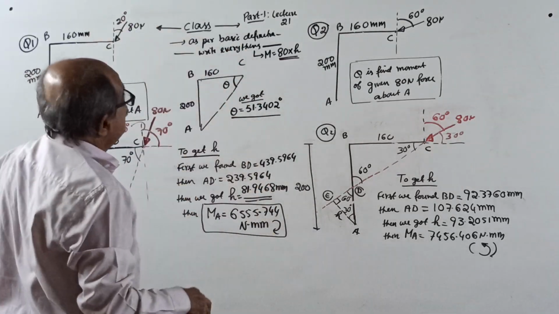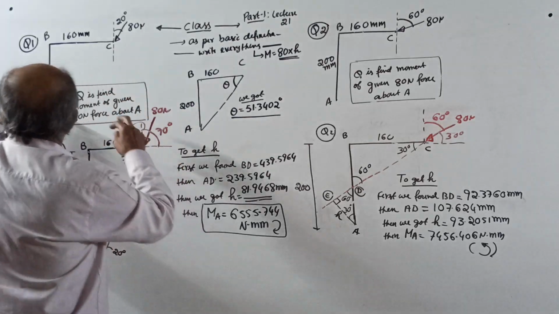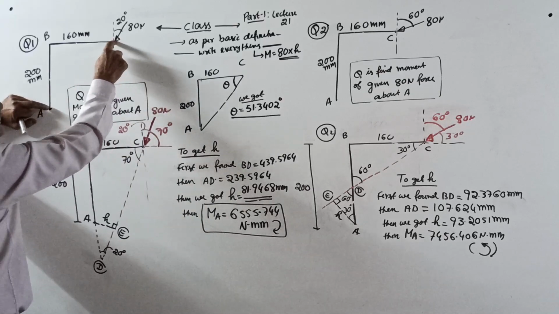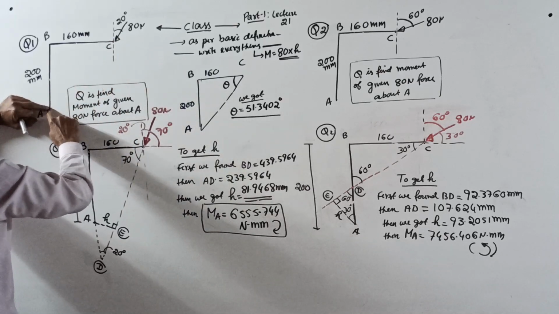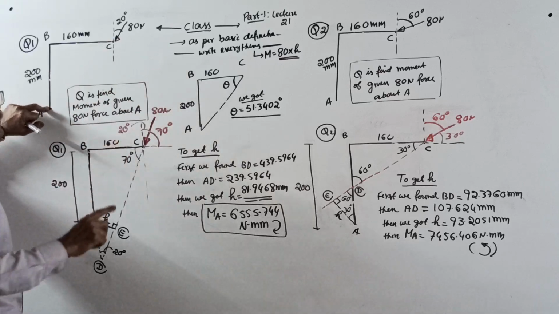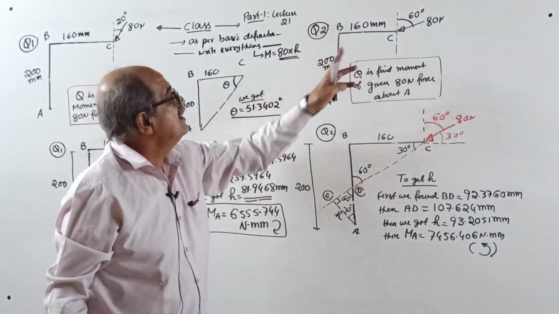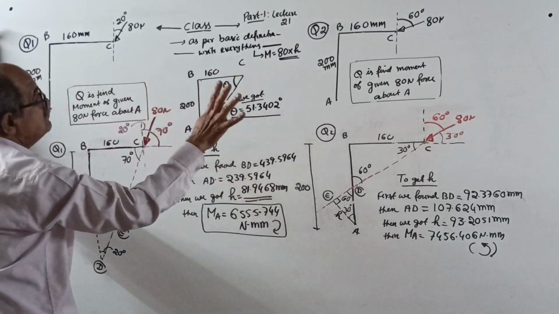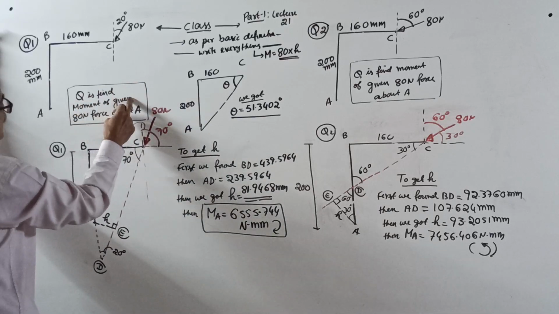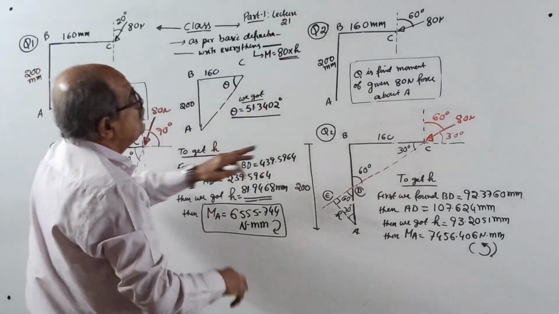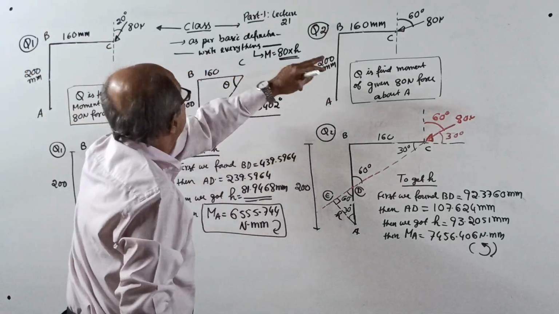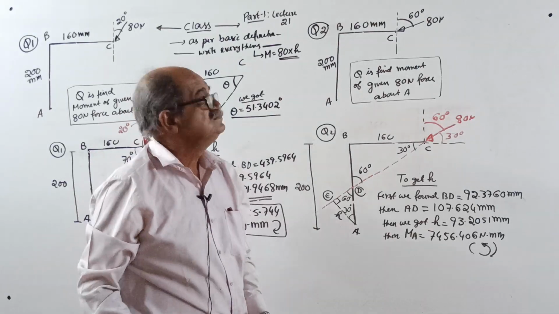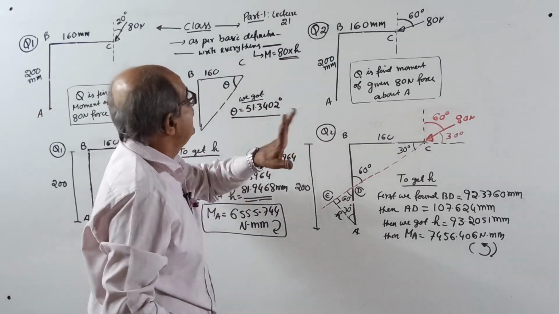If an inclined force is given, the inclined force 80 Newton is passing through the known point C. When you consider A, the line joining them is neither horizontal nor vertical. It is the same question considered last time: find the moment of the given 80 Newton force about A. Here also same thing, 200, 160, 160. Here the angle is 20 degrees, there 60 degrees. I remember 60, yes, 60 correct.